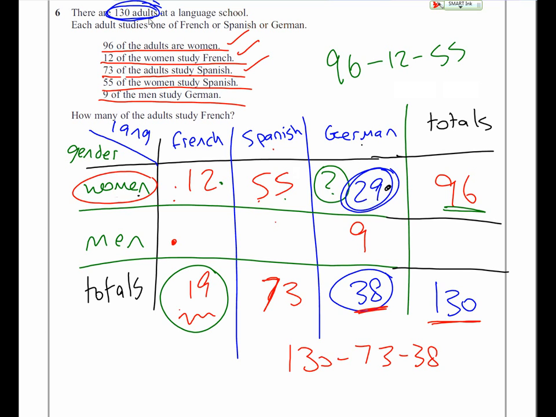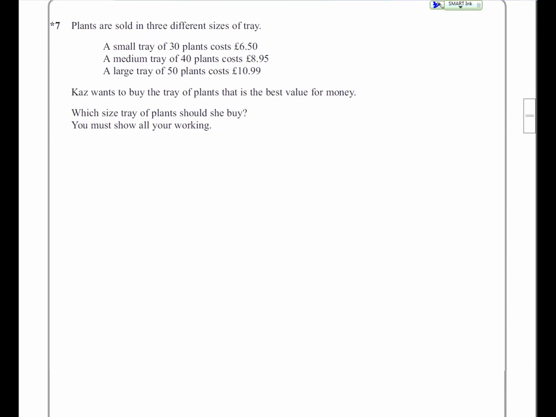So that means that that's all you need to know, but then there's 7 there, and you could fill in all the rest. Anyway, so the answer is, how many of the adults study French? 19. Okay, so you make your answer stand out nice and clearly. That's your job to do. I can't set it out for you.